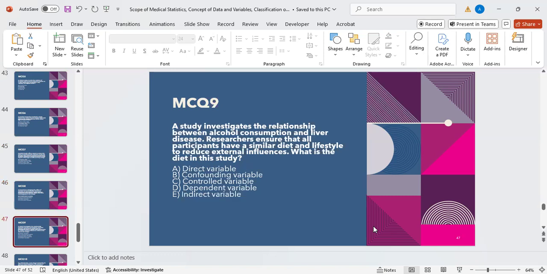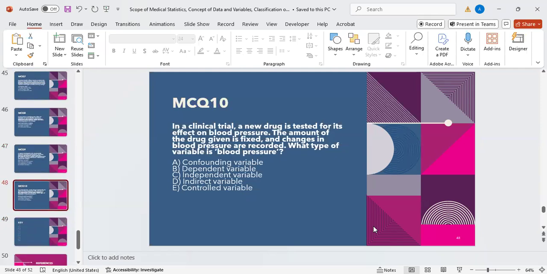MCQ number 9 is: a study investigates the relationship between alcohol consumption and liver disease. Researchers ensure that all the participants have a similar diet and lifestyle to reduce external influences. What is the diet in this study? Option A, direct variable. Option B, confounding variable. Option C, controlled variable. Option D, dependent variable. Option E, indirect variable. C, controlled variable. Yes.